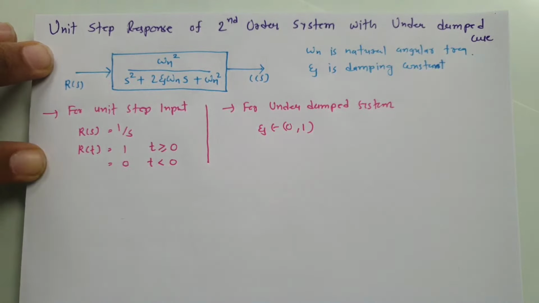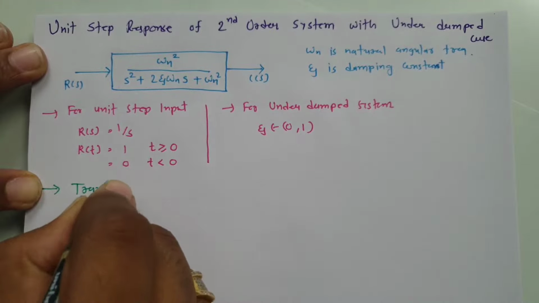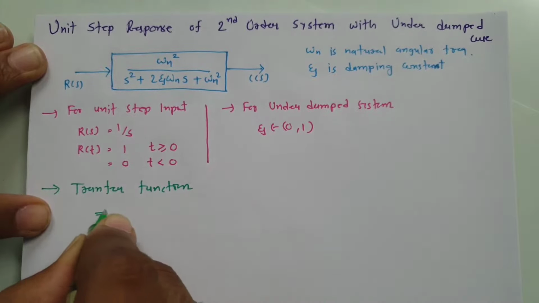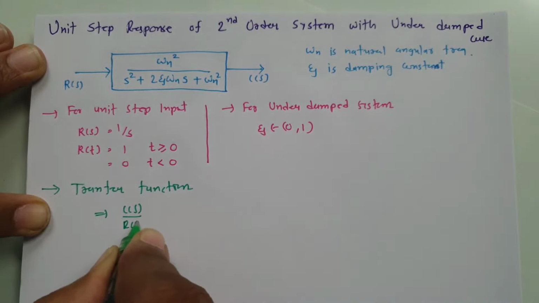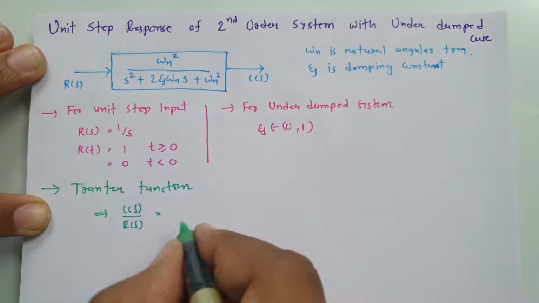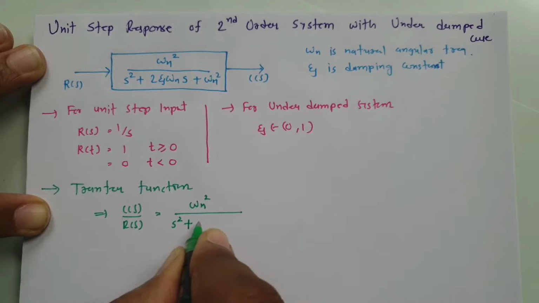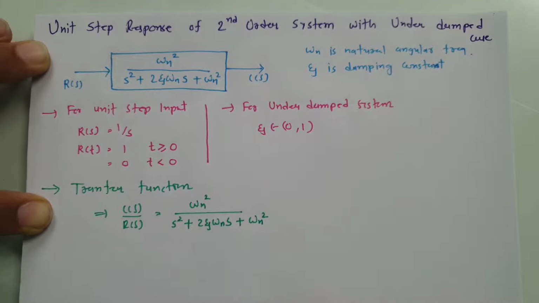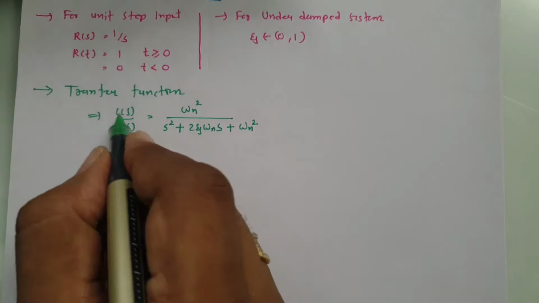Our agenda is to identify the response, meaning the output, based on the transfer function of the system. So what is the transfer function? Transfer function is a ratio of output to input. Here output is C of S and input is R of S, and the transfer function is omega n square divided by s square plus 2 zeta omega n s plus omega n square. Now we will be identifying C of S.